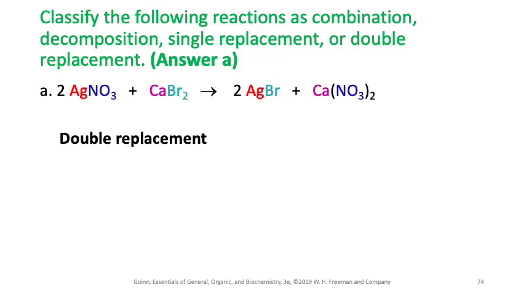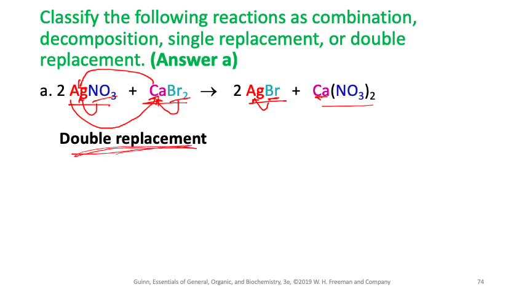The first question is saying AgNO3 reacts with CaBr2 and gives you AgBr and calcium nitrate, right? So which kind of reaction? If you look at the product side, bromine is attached with the silver, but before the reaction bromine was attached with calcium and nitrate was attached with silver, right? And now nitrate is attached with calcium. So silver replaces calcium and calcium took the place of silver. So this is a double displacement reaction, right?